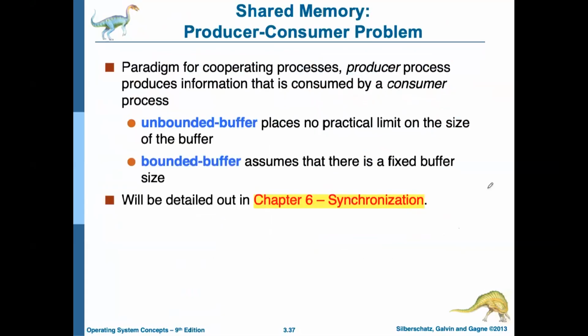Shared memory, the producer-consumer problem. It is a paradigm for cooperating processes: a producer process produces information that is consumed by a consumer process. The unbounded buffer places no practical limit on the size of the buffer. The bounded buffer assumes a fixed buffer size. The details about the producer and consumer will be covered in chapter 6 regarding synchronization.